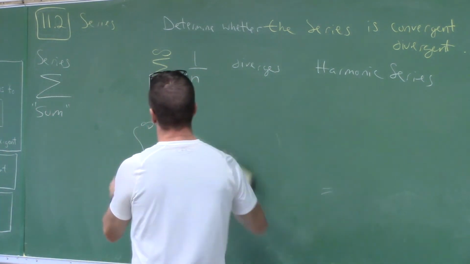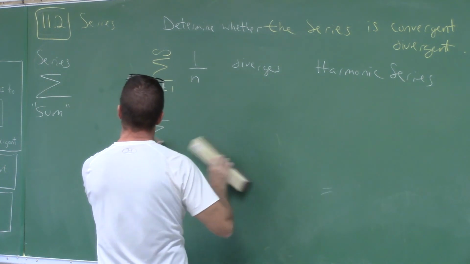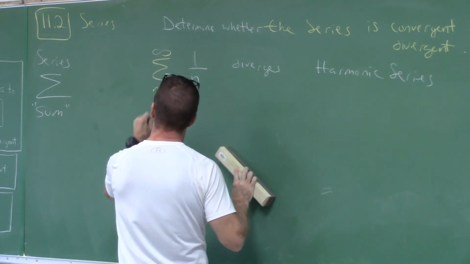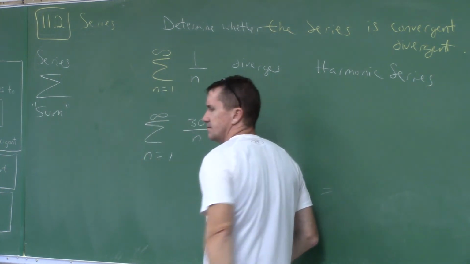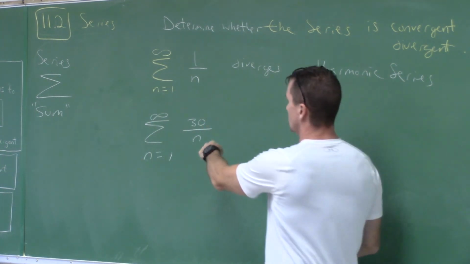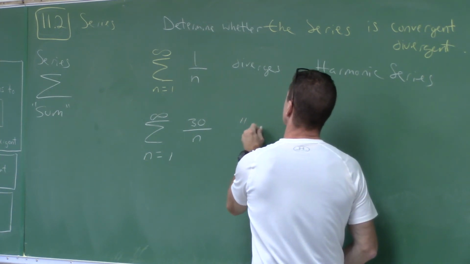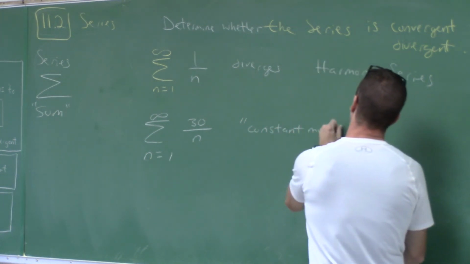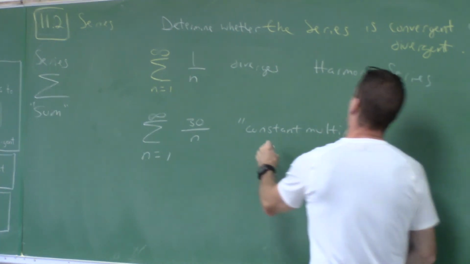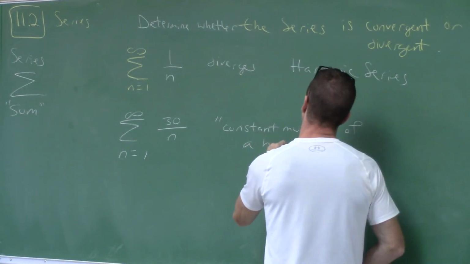So, what about this thing? Because there's one like this in your notes. I didn't want this to bug you on the test. Look. What about that? Well, this is called a, ready? This is a constant multiple of a harmonic series. So guess what goes on with this?